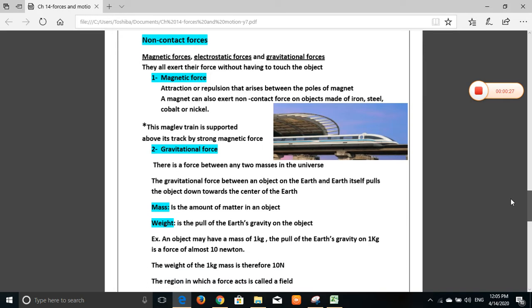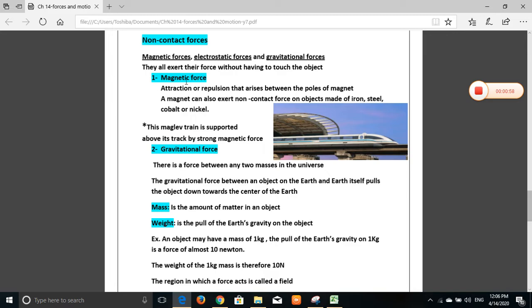I can't see, but I feel. Yes, the magnetic force. Firstly, magnetic force is a type of non-contact force. Magnetic force is the attraction or repulsion that arises between the poles of magnets. A magnet can also exert a non-contact force on objects made of iron. The attraction happens between materials that contain or are made of iron or steel, cobalt or nickel.